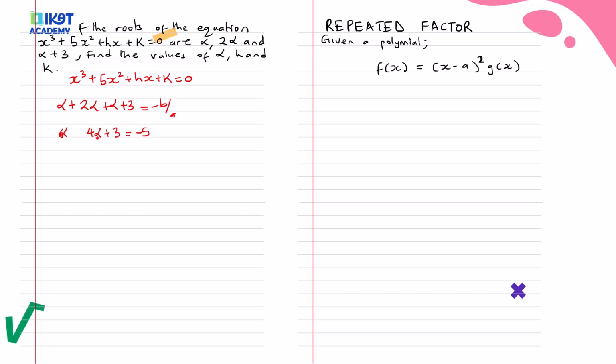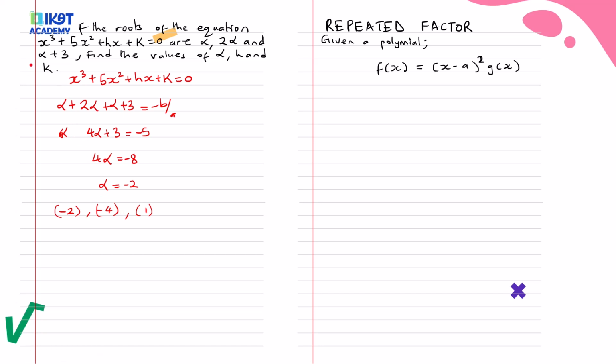So here we can collect like terms. Here we have 4 alpha is equal to -8. Alpha is -2. So if alpha is -2, that means the first root will be -2. The second root will be 2 times -2, which is -4. The third root will be -2 plus 3, which is 1. So these are the three roots of this equation.